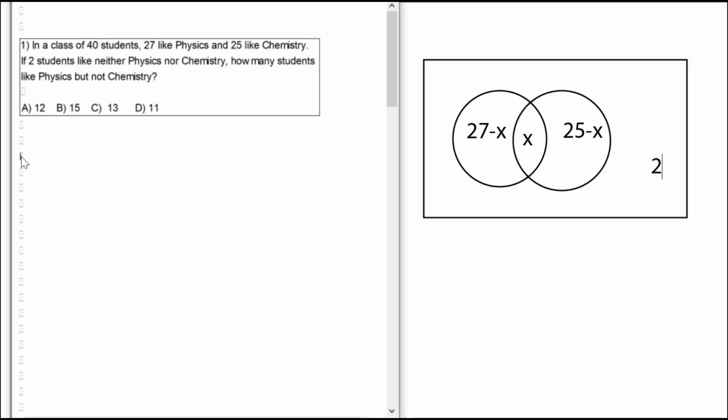So all we need to do is add up all the terms in the Venn diagram and equate it to 40. So we can set up the equation like this: 27 minus x plus x plus 25 minus x plus 2 equals 40. This one are the students who like physics only. This one likes both physics and chemistry. This one likes chemistry only. And this one are the 2 people who don't like both physics and chemistry. And the total number of people in the class is 40. So with that, we can find the value of x.